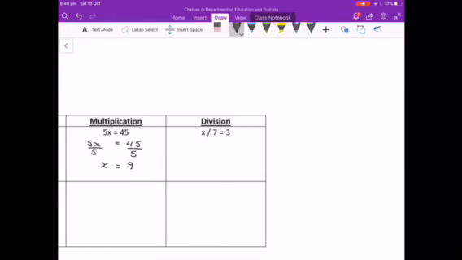Division. We have x divided by 7 equals 3. The inverse of dividing is multiplying. So I'm going to times by 7, again on both sides. x divided by 7 times 7 equals 1x. And 3 times 7 equals 21. Therefore, x equals 21.